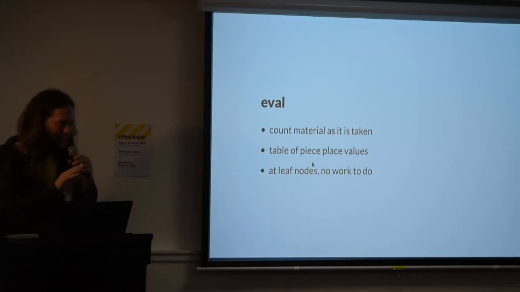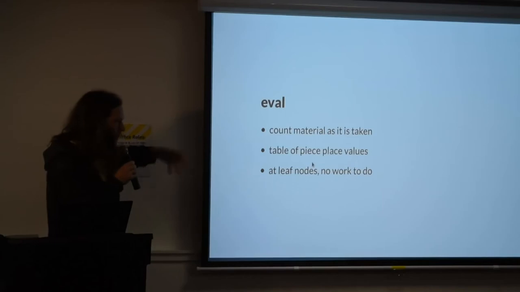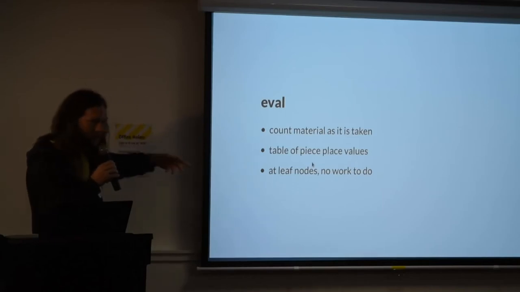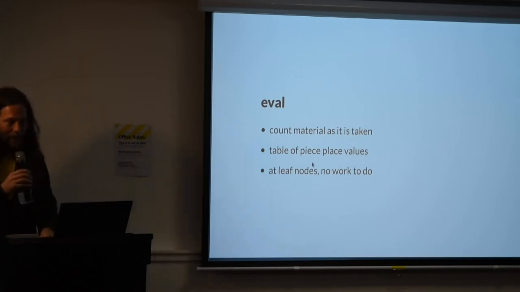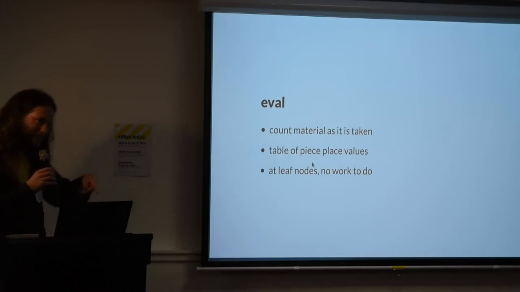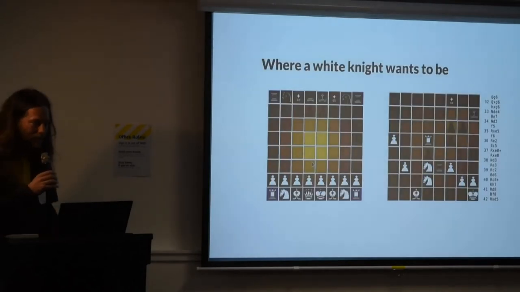And so as it's doing its search, each change it does changes the score of that branch, and then when it gets to the leaf, it just says, well, the score is this, and goes back again.